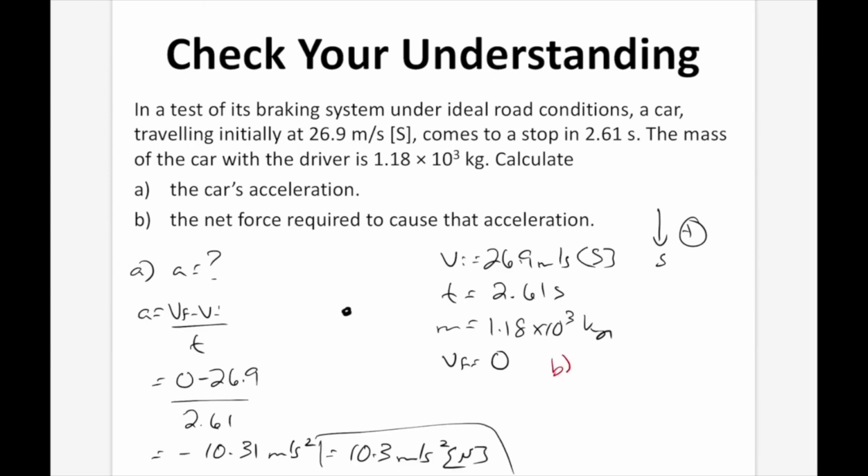Now b says, what force is required? Force is going to equal mass times acceleration. The mass we're told is 1.18 times 10 to the 3. The acceleration is going to be 10.3, and that's going to give us a force of 12,161.7 newtons. We need 3 sig digs. It's going to be 1.22 times 10 to the 4 newtons north. Remember, we need our direction for our forces, and since we're stopping, the direction of the force is going to equal the direction of the acceleration, which are both north.